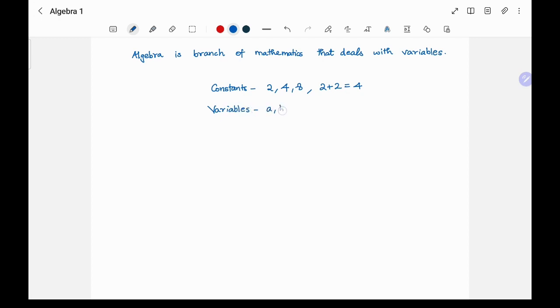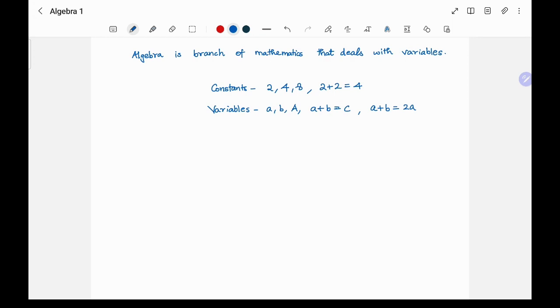we can use the alphabets A, B, C, also the capital letters or some symbols, and then we can write equations using them. So these kind of equations, A plus B equal to 2A. This kind of equations we can write. So this is about algebra.